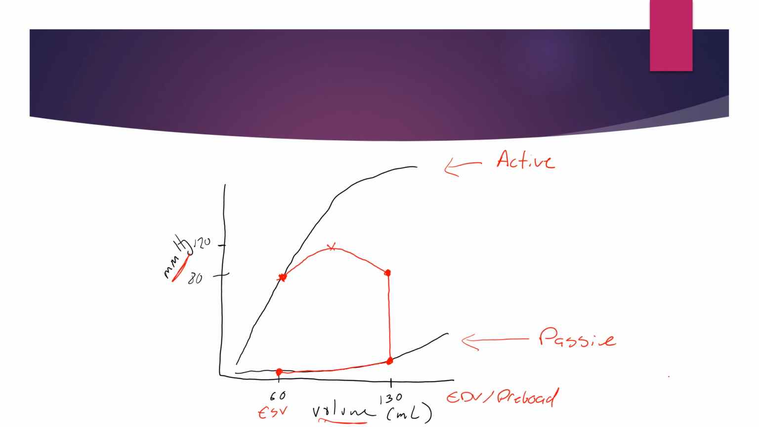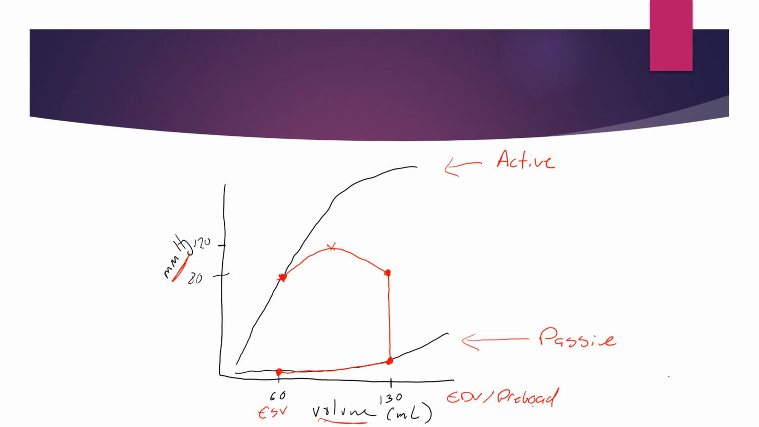So here we filled it up about 130 mils. It started to contract and it generated as much force as it has to overcome 80 millimeters of mercury. It went up to 120. And then it ceases to continue to eject at that point on our active curve, because of the volume that's now in the ventricle and the pressure that the ventricle can generate, it cannot go any further. It cannot eject any more blood into the aorta.